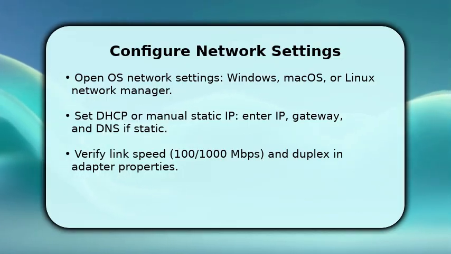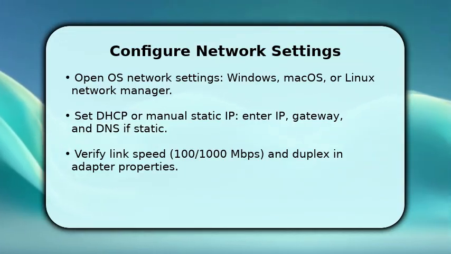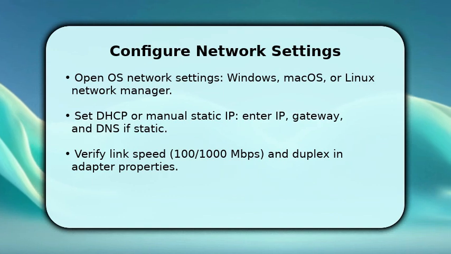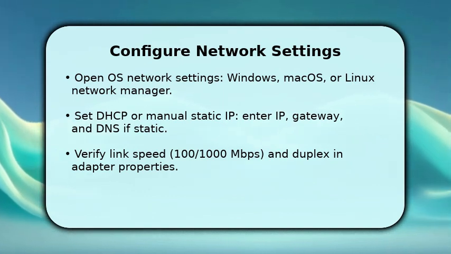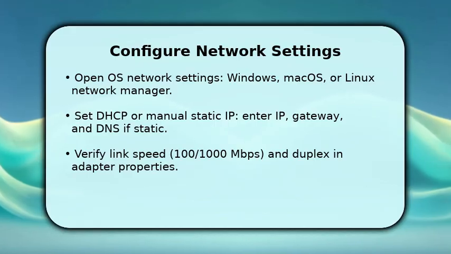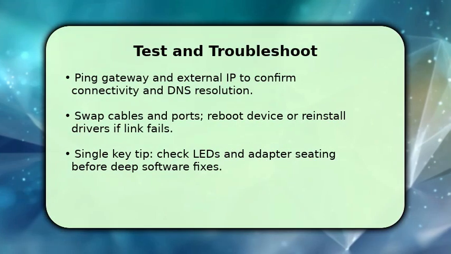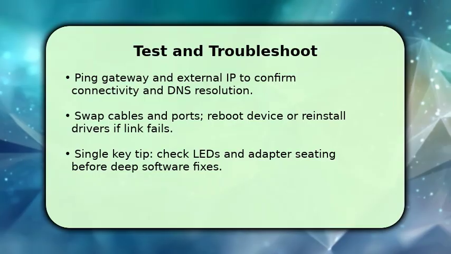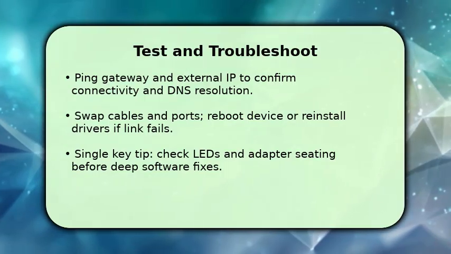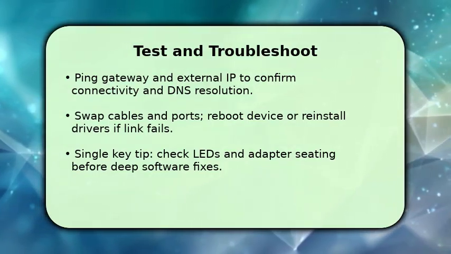After applying settings, check the adapter's link speed and duplex to confirm 100 or 1000 megabit operation. If speeds are lower, try another cable. Finish by testing connectivity: ping your gateway, then ping an external IP, and finally test DNS by resolving a hostname. These steps isolate where traffic stops.